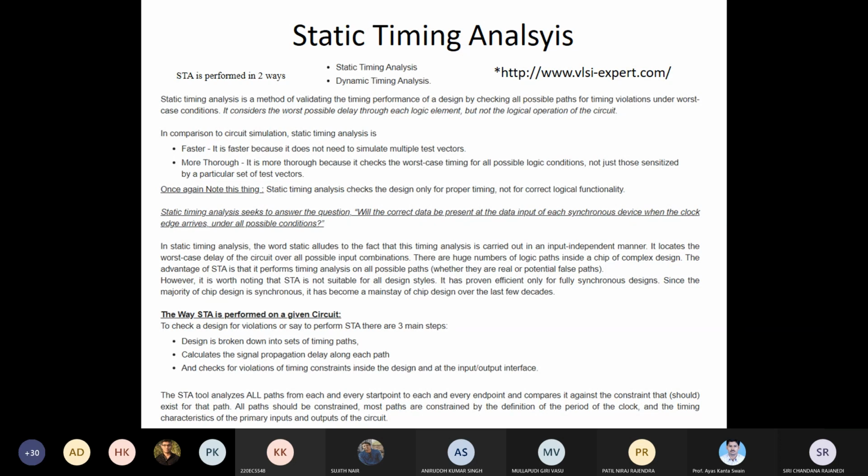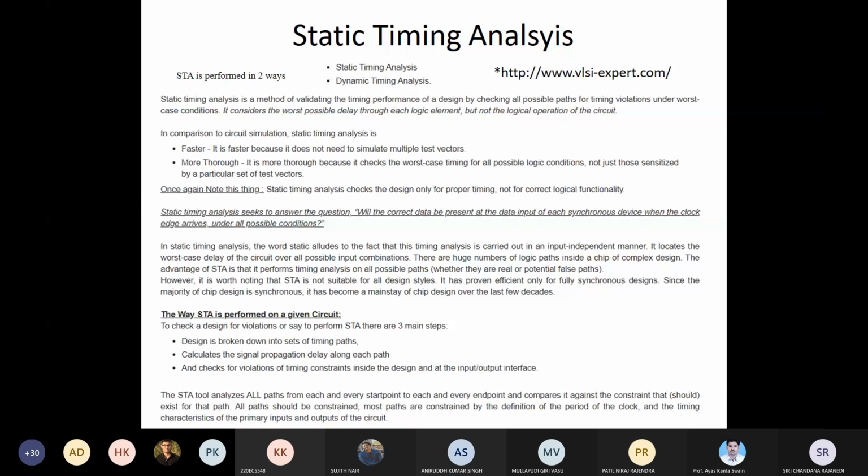STA is performed using three main steps. The first step is to break the entire design into a set of timing paths. You have to find out how many flip-flops there are, and how many connecting flip-flops through which the data is traveling from input towards output. It may be one, it may be multiple, but you have to find out all the timing paths. Second, calculate the signal propagation delay along each path. Third, check for violations of timing constraints inside the design and at the input-output interface.